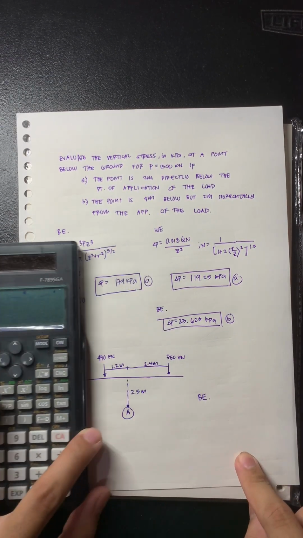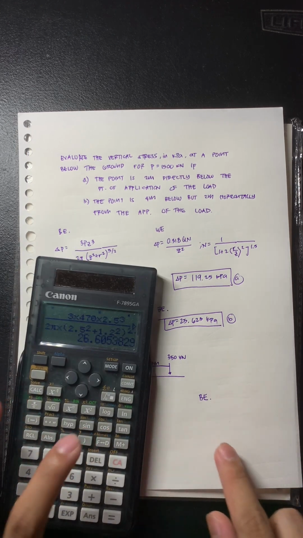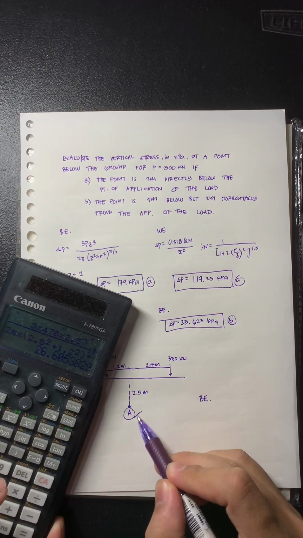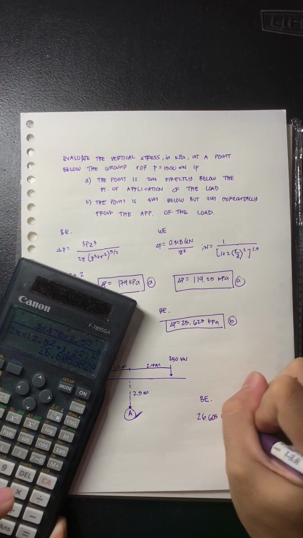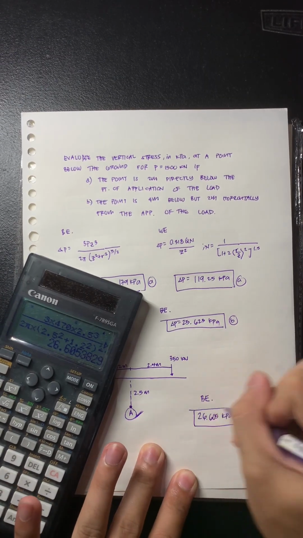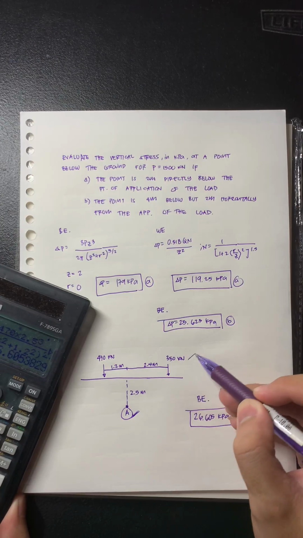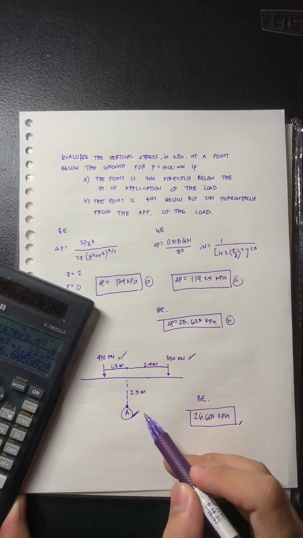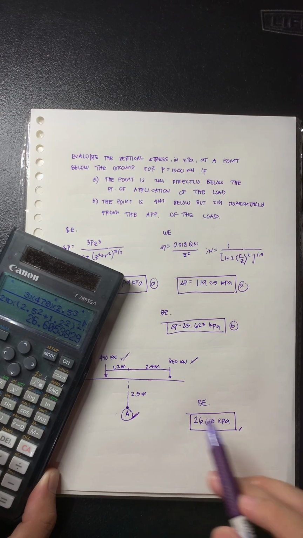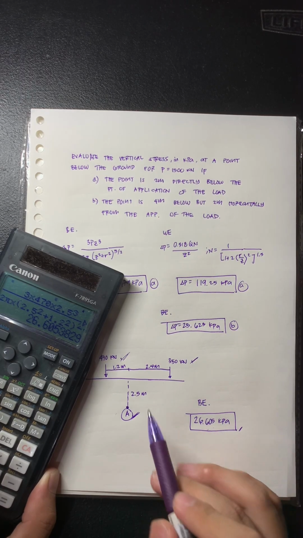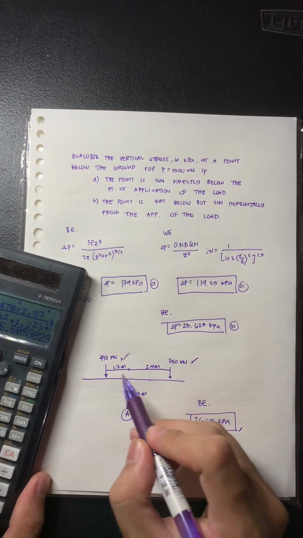And so, the stress received at point A is 26.605 kilopascal. So, based on the two point loads, the stress received at a particular point, which is point A, is 26.605. We just added the point loads' contributions.